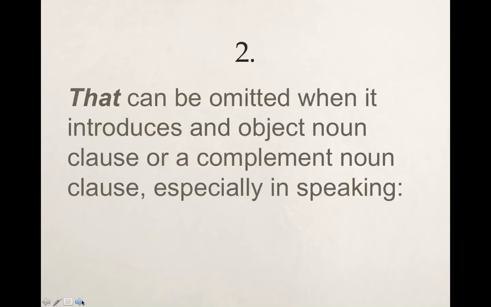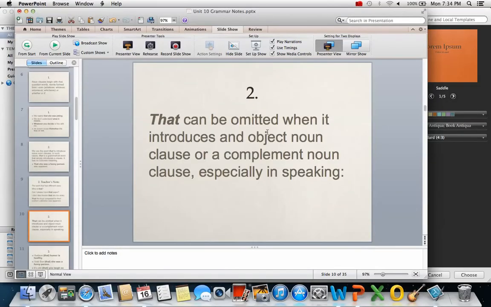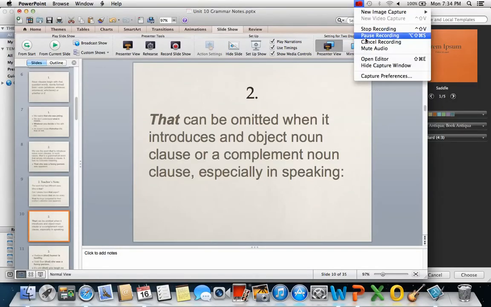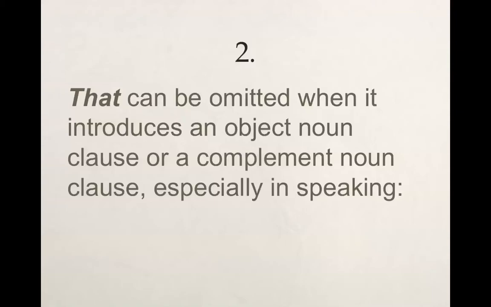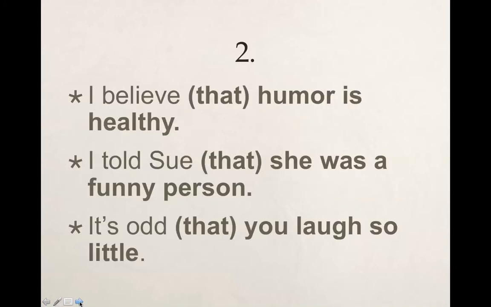That can be omitted when it introduces an object noun clause. Okay, let me fix that typo. Hold on just a second. Okay, that can be omitted when it introduces an object noun clause or a complement noun clause, especially in speaking. It's kind of informal. I believe that humor is healthy. Or you can say, I believe humor is healthy. I told Sue that she was a funny person, or I told Sue she was a funny person. It's odd that you laugh so little, or it's odd you laugh so little.